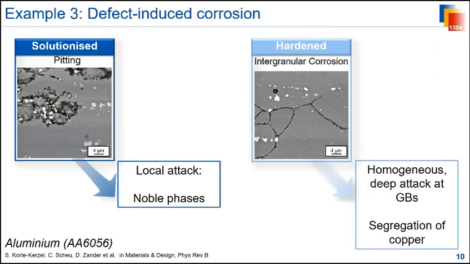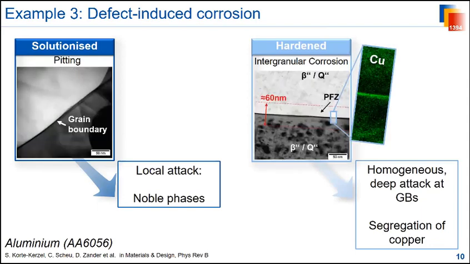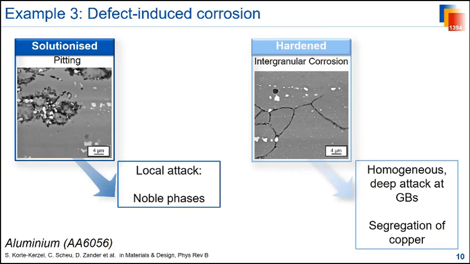Right, the third example is from corrosion. Taking a very common material here as an example, in precipitation hardened aluminium, we see a change in corrosion behavior when we conduct a heat treatment. For example, we see a change from a local attack to a more homogeneous attack at grain boundaries.